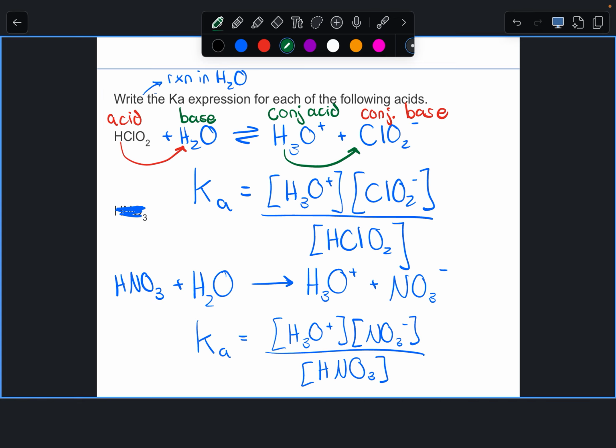Okay? So then the K for that is products over reactants, which means this is going to look the same every single time. It's going to be H3O plus, the conjugate base, and the original acid.